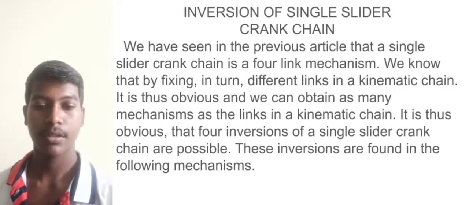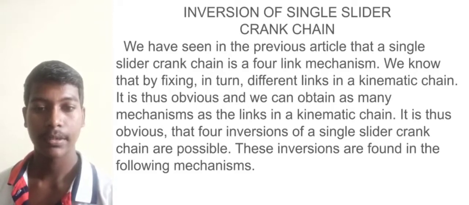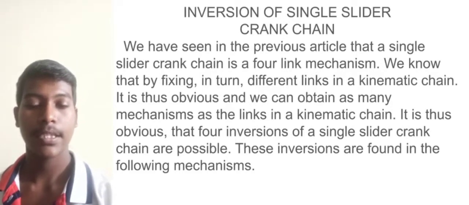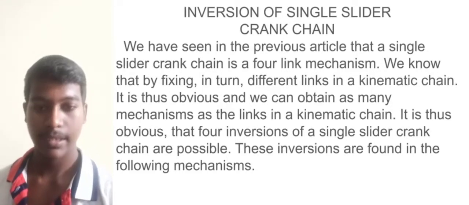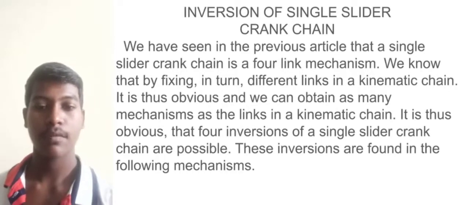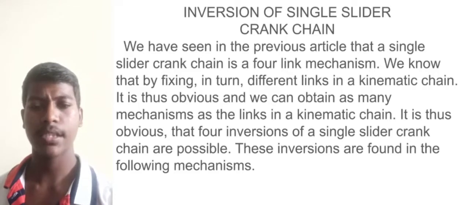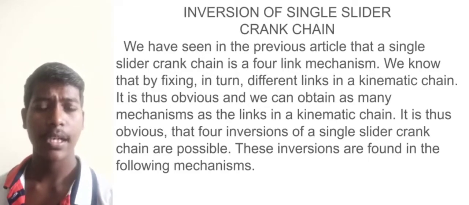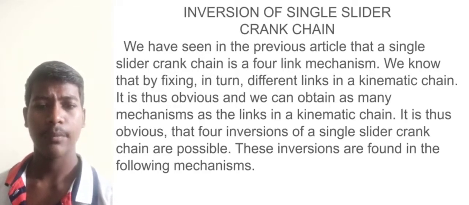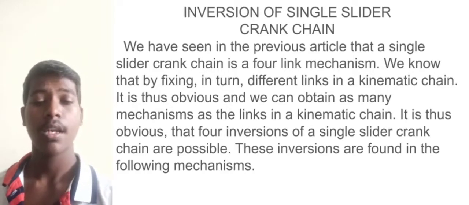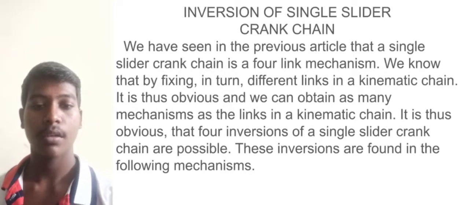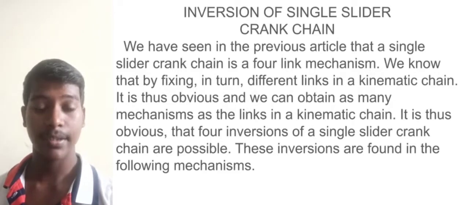Today we are going to learn about IPTL, Interactive Participation Teaching Learning. My topic is inversions of the single slider crank chain. What is meant by inversion of the single slider crank chain? It is also called a four bar mechanism. A four bar mechanism means four links are connected. Link one is the cylinder, piston, rod, or anything. It is known as inversion of the single slider crank chain.